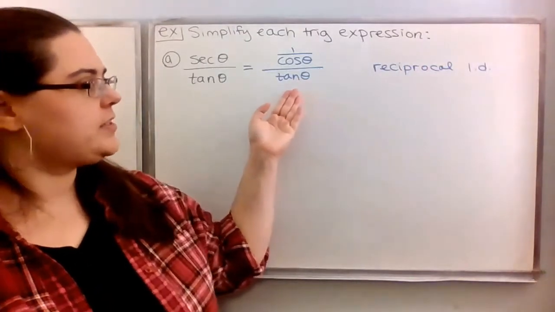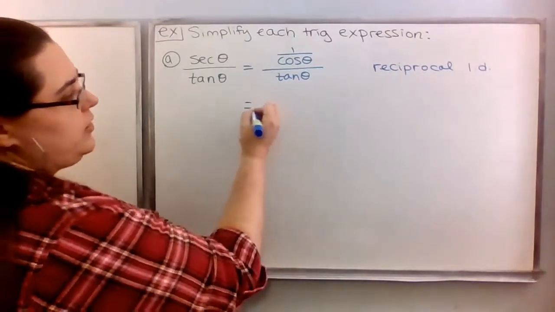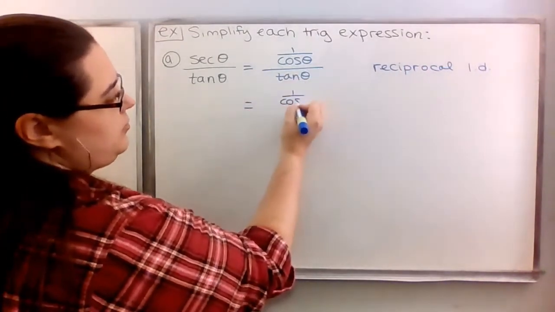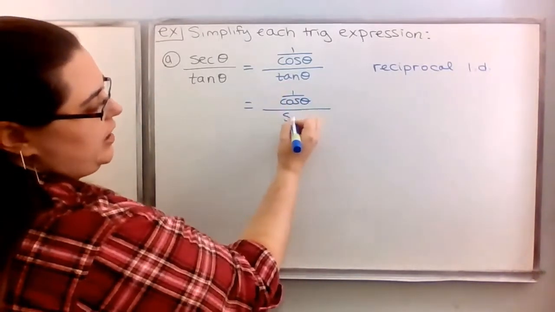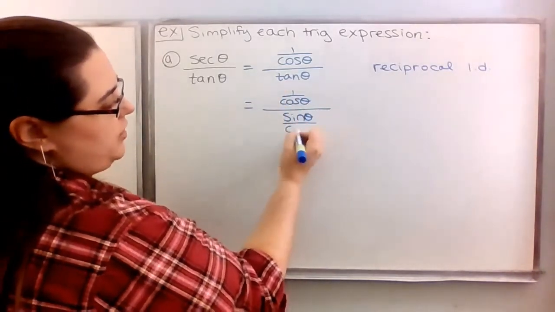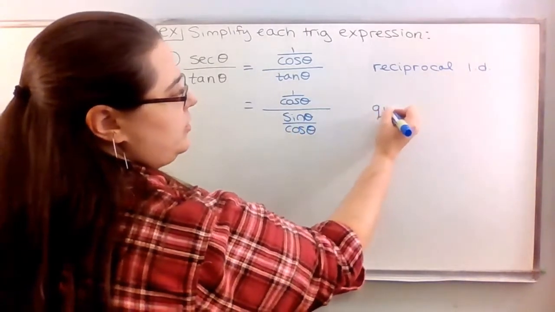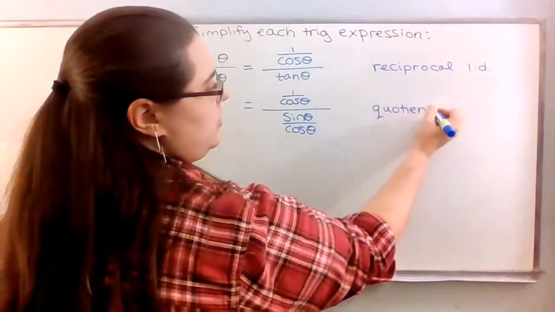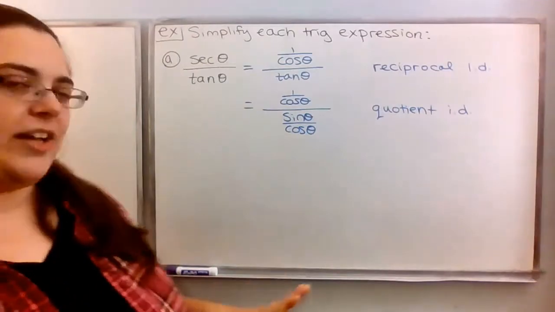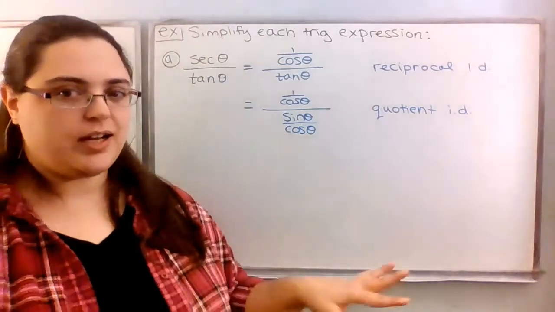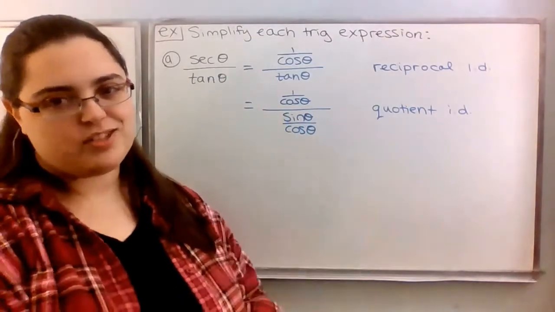So now that we've got this, let's write tangent in terms of sine and cosine. I'm going to keep that 1 over cosine up top. And then tangent is the same as sine over cosine. And that's because of a quotient identity. Okay, so now that everything is in terms of sine and cosine, we can turn this fraction bar into division and see if we can simplify.